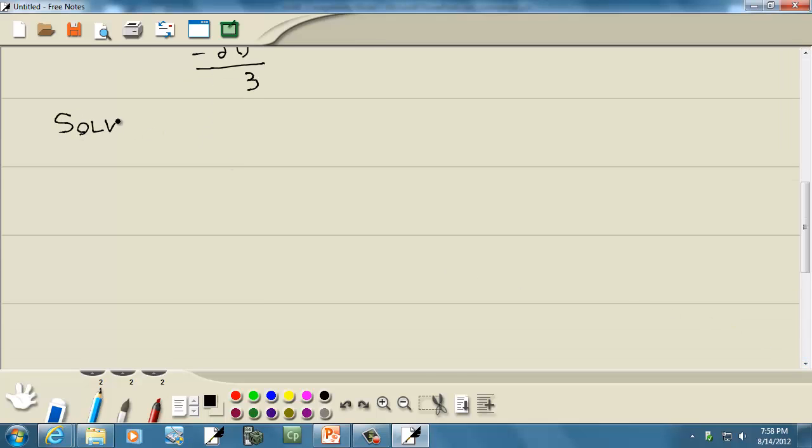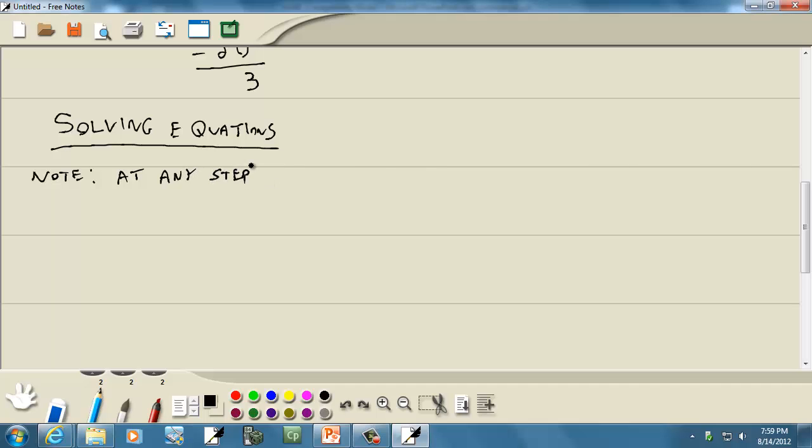Now the next one talks about solving equations. And pretty much for the healthcare, your equations are fairly basic, not like some of the more complex ones you see in college algebra. So I'm going to modify this a little bit from what I normally put down in college algebra. We have a note at the top. It says at any step, combine numbers.